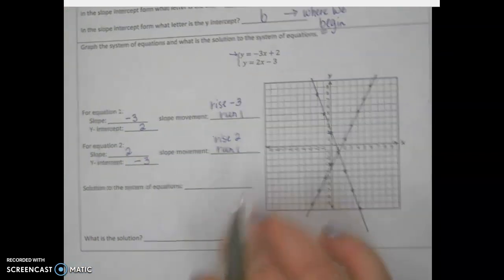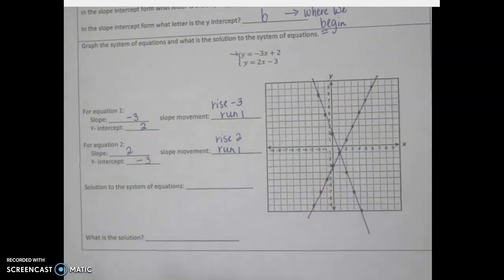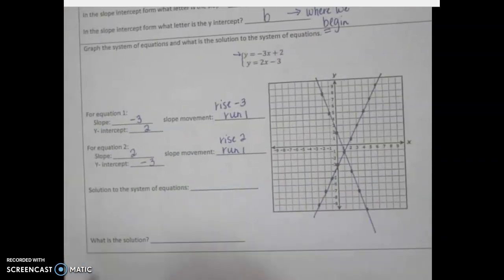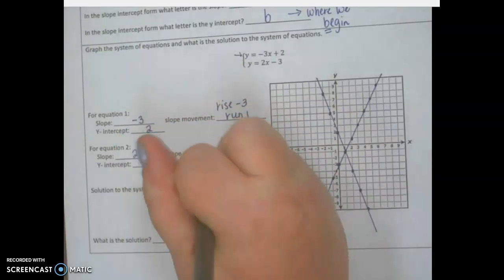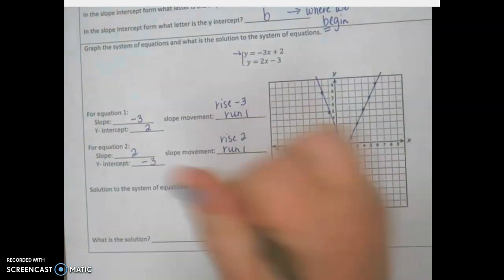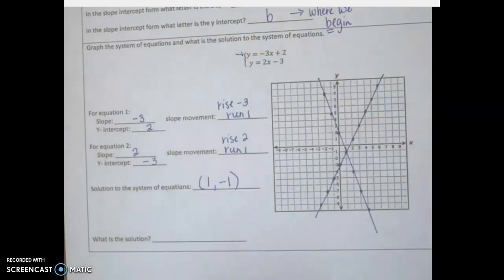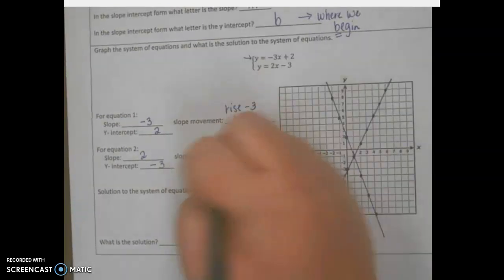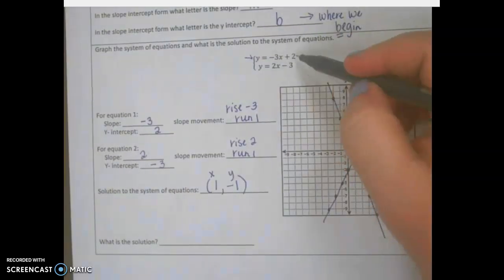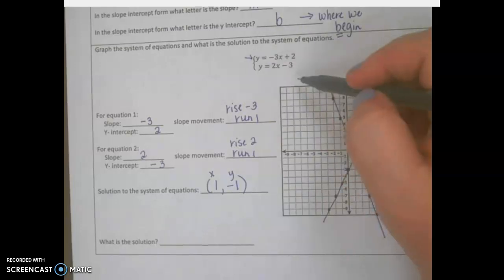I know it says 2 things of the solution to the system of equations. What is the solution? It's asking the same thing. I just accidentally put it on there twice. So it's 1, -1. Remember, we've got multiple ways to check that. We could plug this x and y into both of these equations and get true.